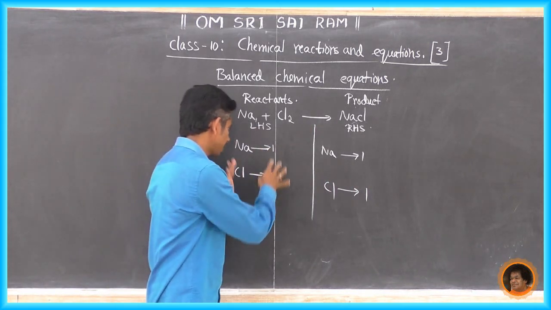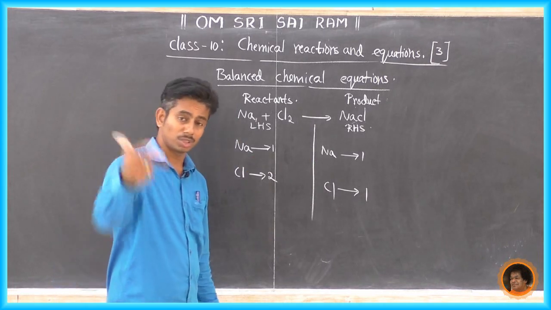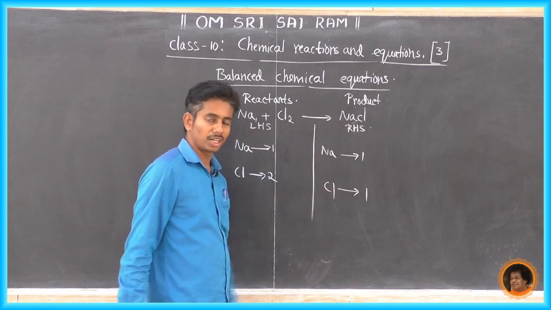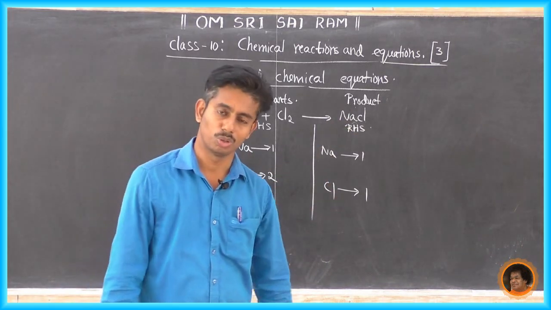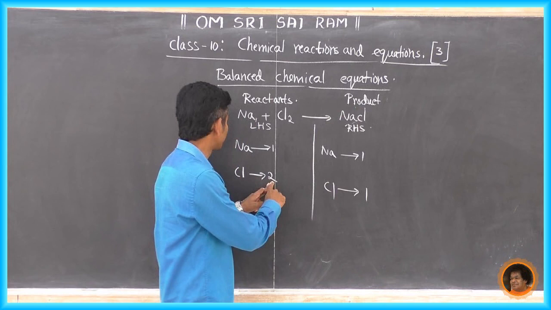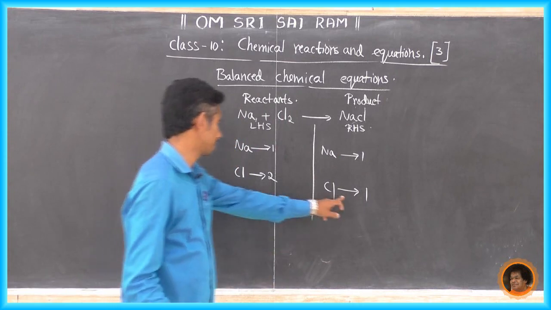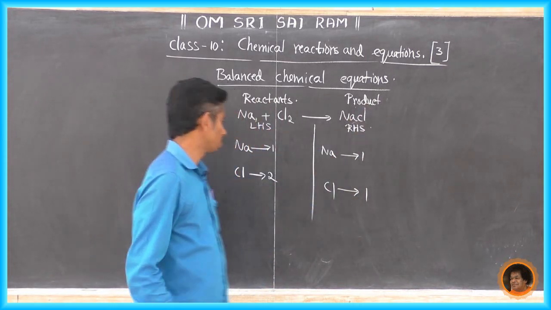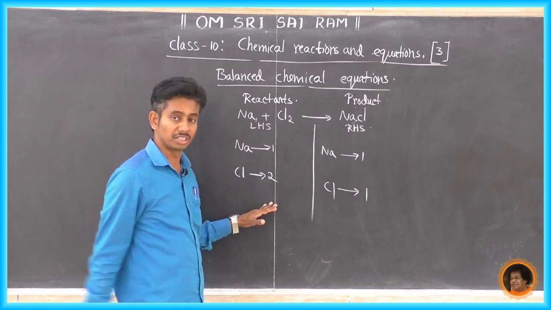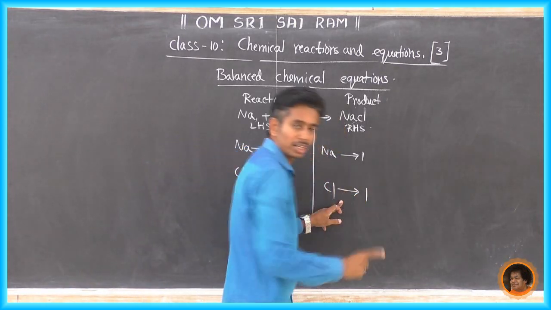Now just look at the reactant part and product part. Is the total mass of the elements present in the reactant equal to the total mass of the elements present in the product? No. Why? Because look at the chlorine atom. In the reactant part there are 2 atoms, but in the product part only 1 atom. So it is not balanced. The total mass is different because of the chlorine atom: here 2 chlorine atoms, here only 1.